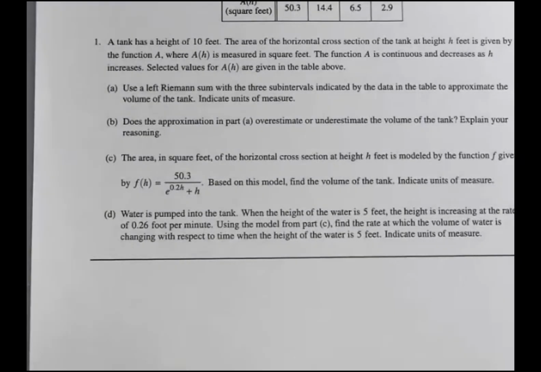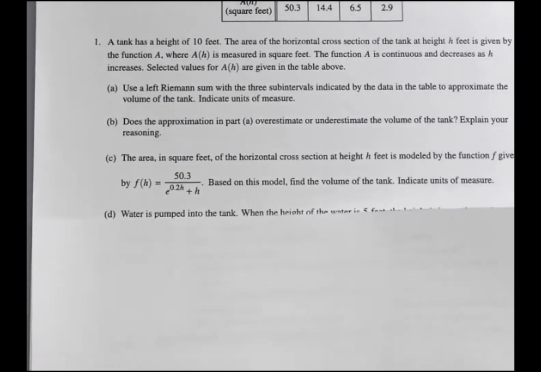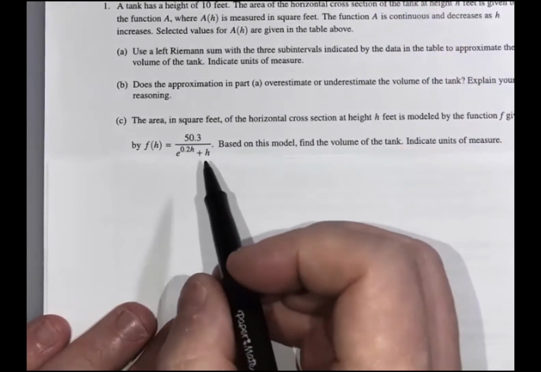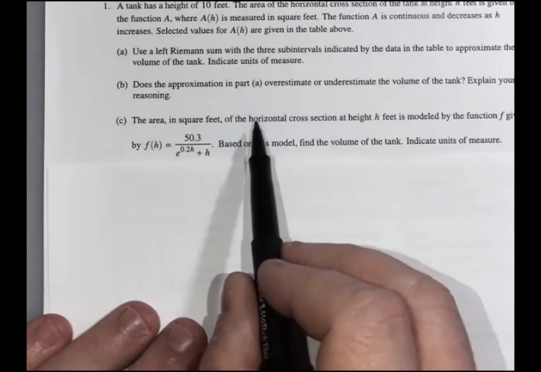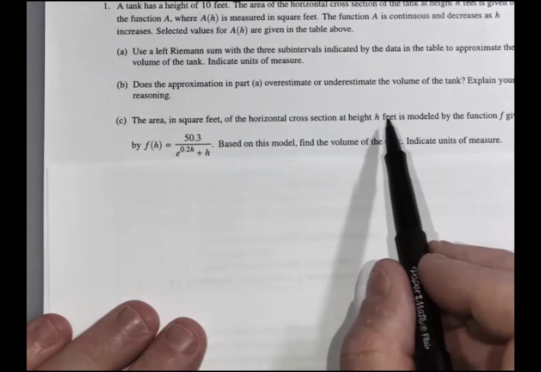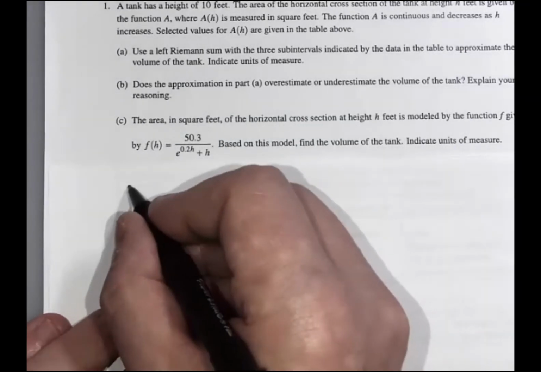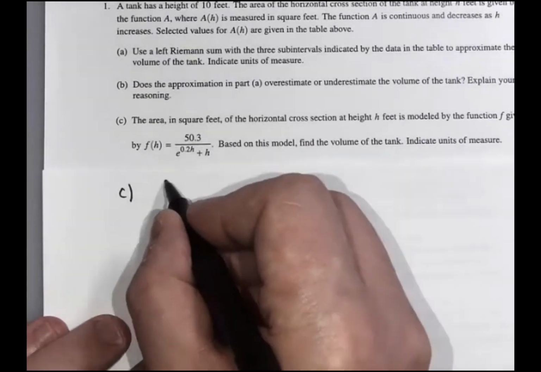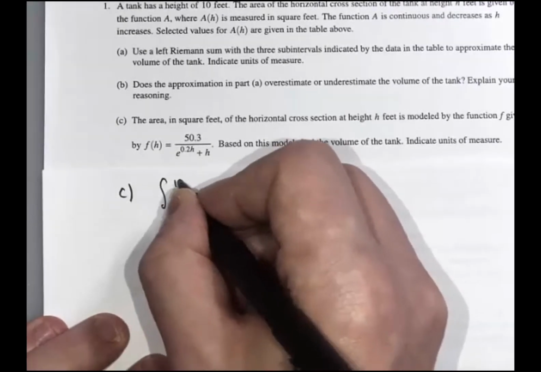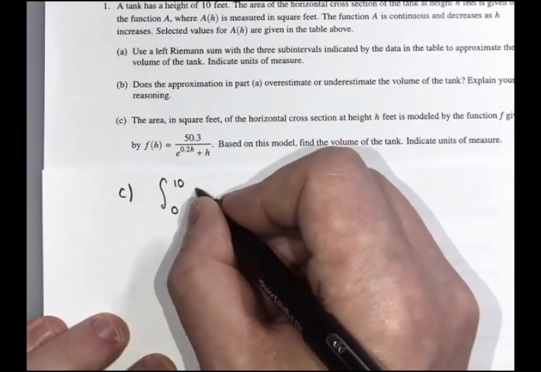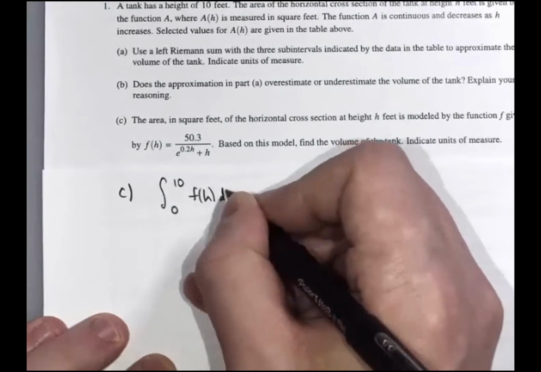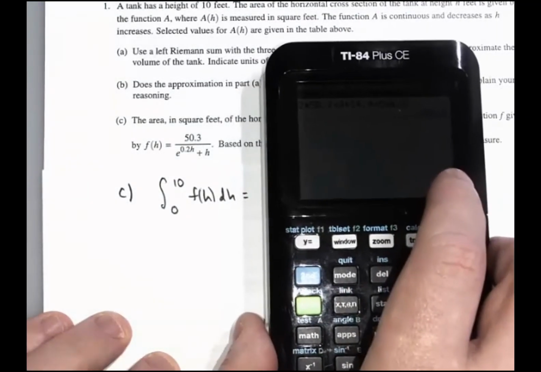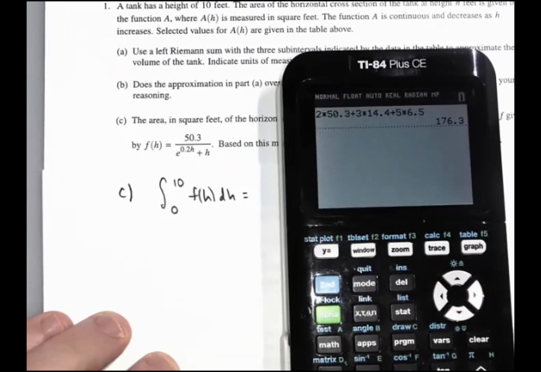Okay, moving on to part C. C now gives us an algebraic formula for the actual area. The area of the horizontal cross-section at height h is given by this particular function. So again, we still want to find the volume, but the volume will be found from the integral from 0 to 10 of the f of h function that is provided with respect to h. But now instead of having to estimate like we did in part A, we can actually find the integral.